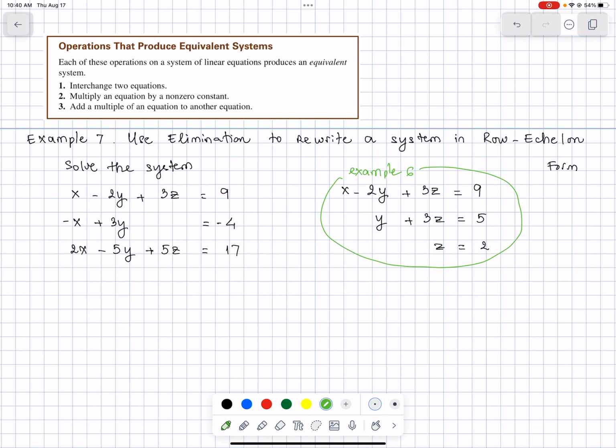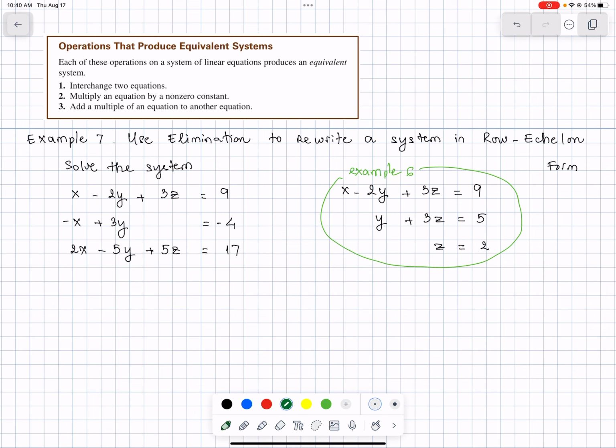So example number 7: we want to use elimination to rewrite a system in row echelon form, and after that we will be able to solve. We did example number 5 and number 6 above, so let's review the row echelon form first. Now let's look at example number 6.